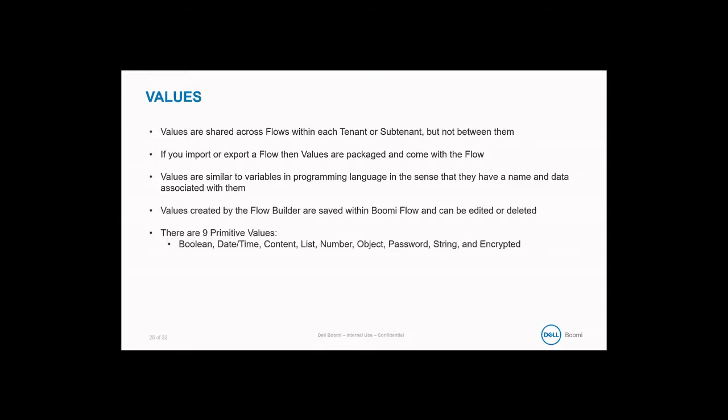There are 9 primitive values such as boolean, date time, content, list, number, object, password, string, and encrypted. We'll speak about values more as I mentioned before, and values will be used often when we are working with Boomi Flow and other third-party services such as Salesforce. Values in Boomi Flow will correspond to objects in Salesforce, for instance.